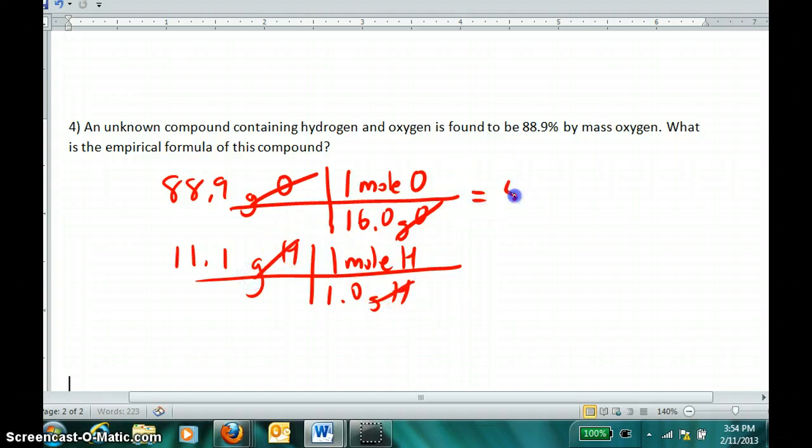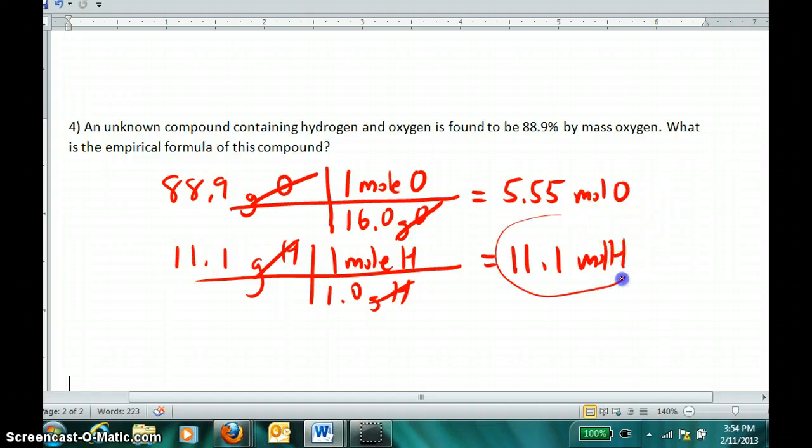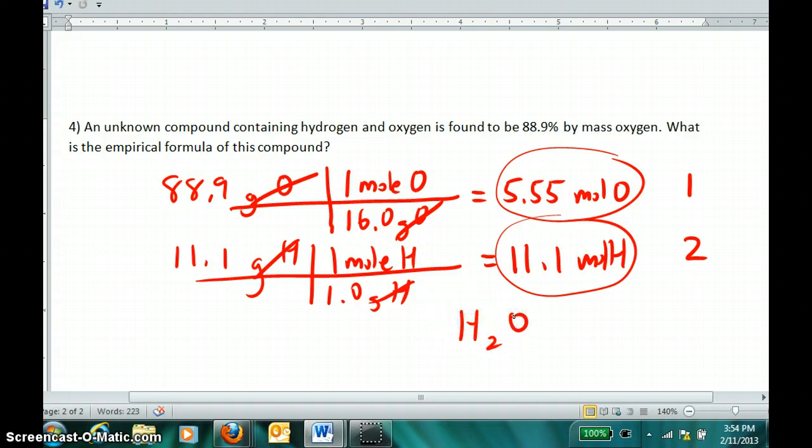And when I divide this out, I get 5.55 moles of oxygen in a 100 gram sample and 11.1 moles of hydrogen. And contrary to what the mass ratio suggested, this suggests I have far more hydrogen atoms than oxygen atoms, because moles represent actual numbers of things. And in fact, if I take the smallest value and divide it into the larger value, I get exactly a 1 to 2 ratio. And this magic substance is water, dihydrogen monoxide.